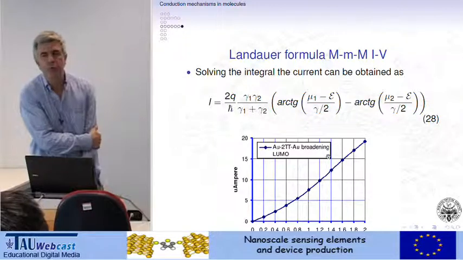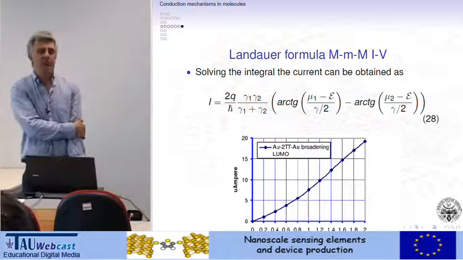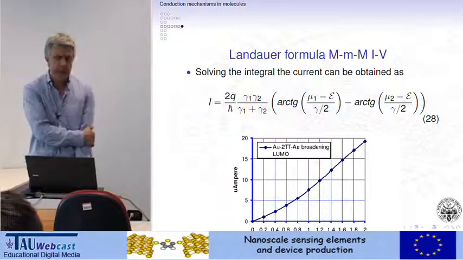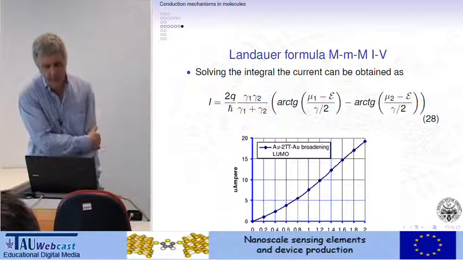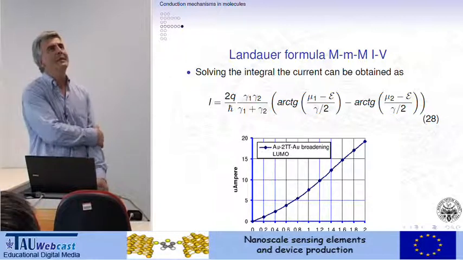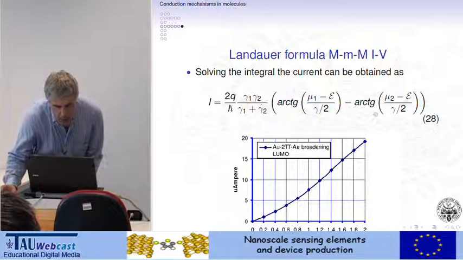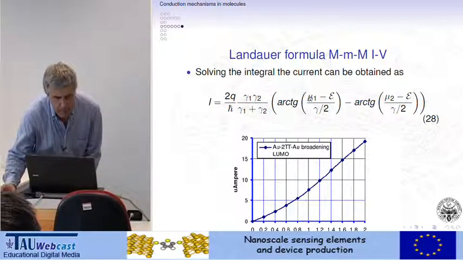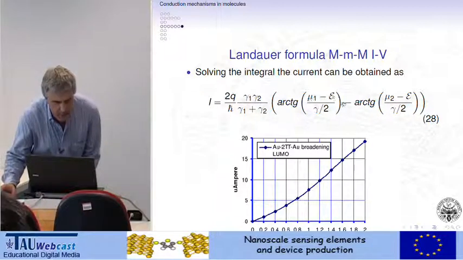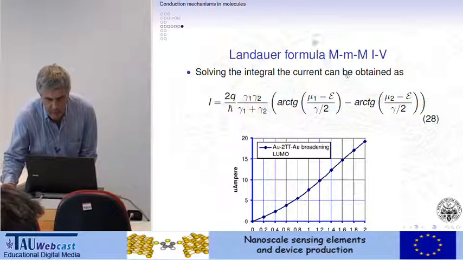Again, we can try to draw this expression. It is simple enough to be used with pencil and paper. So we can try to understand how this expression works. This is constant. μ1 is constant. This is the energy level of the molecule, it is constant. Gamma is the broadening and should be evaluated or in some way defined.